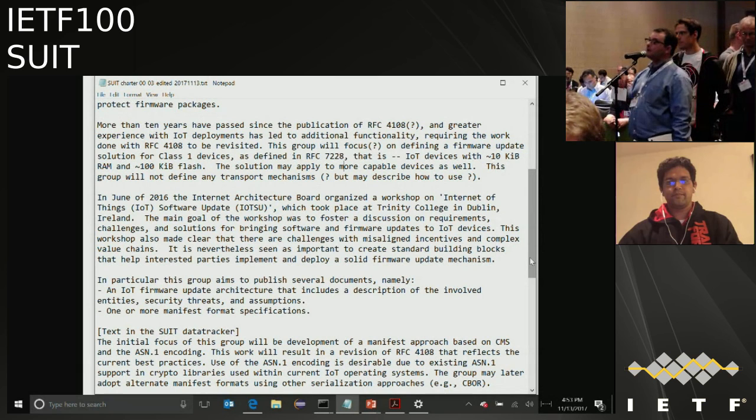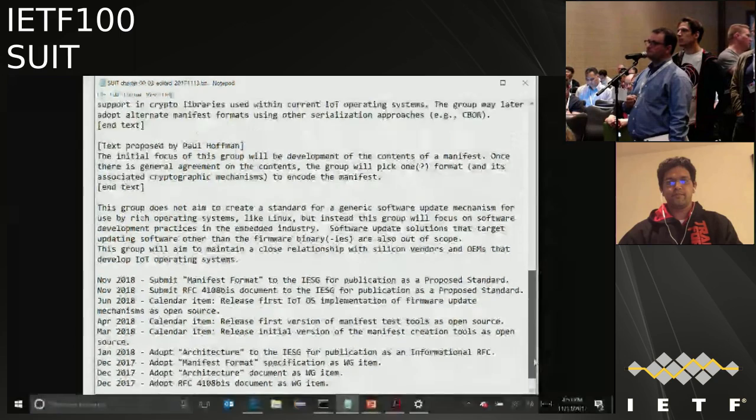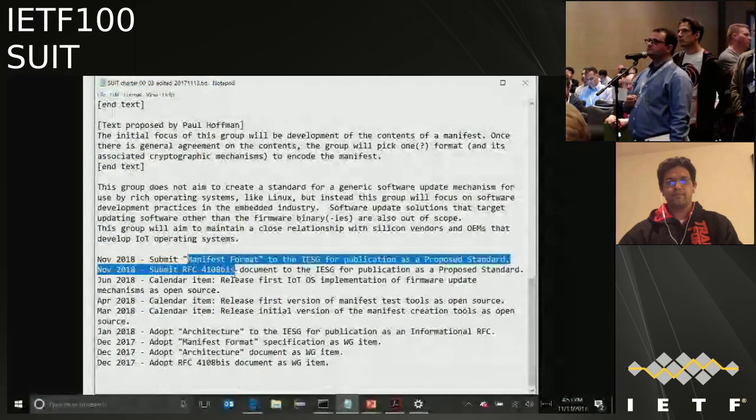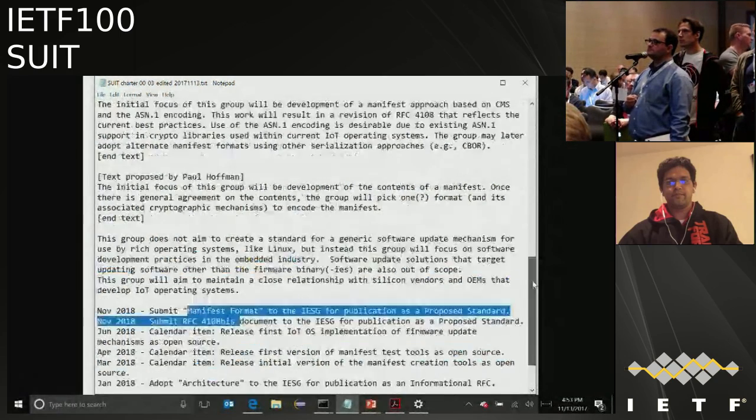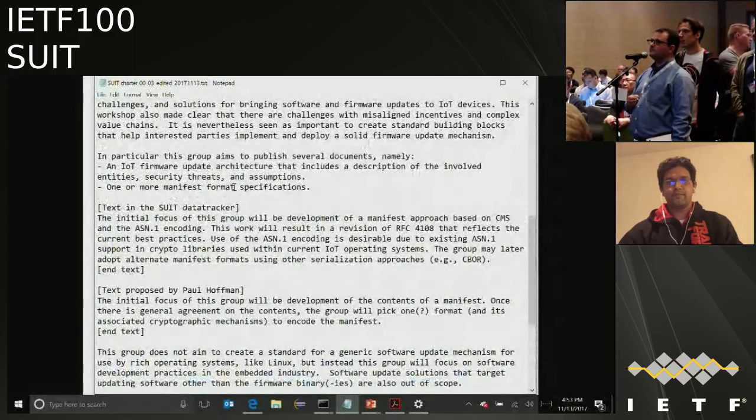Speak up, it's hard to hear. Is the choice of a type of identifier in scope for this working group or not? I don't think the charter says one way or the other. I think it would be in scope if it's necessary to do one of the items that is mentioned. So the architecture and the manifest format are currently proposed as being in scope, and so I'd say identifier discussions would be part of those. It wouldn't be a separate item in itself.